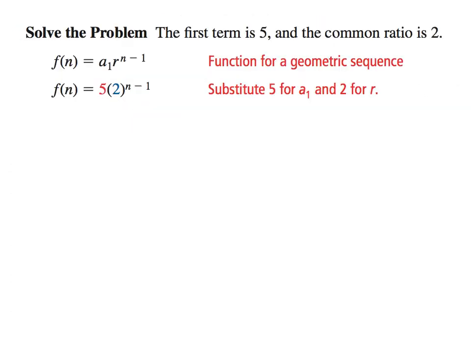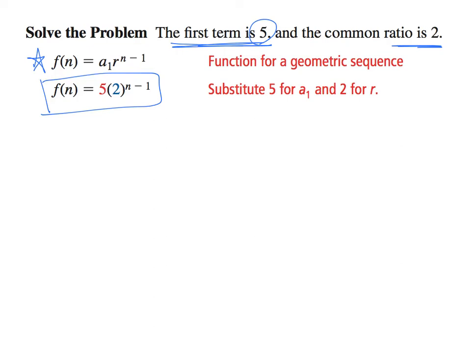The first thing we're going to do is just write down our function notation. Here it is. F of n equals a sub 1 r to the n minus 1 power. All I do is find the first term, which is 5. I plug it in. The common ratio is multiplied by 2 each time. I plug it in. Here's my function. That's it. That's part 1. Part 2 is going to actually use that and solving it.